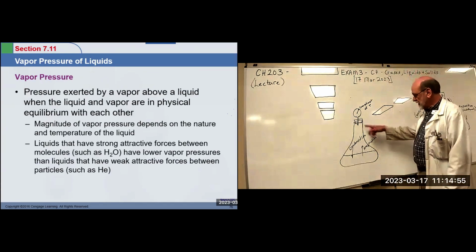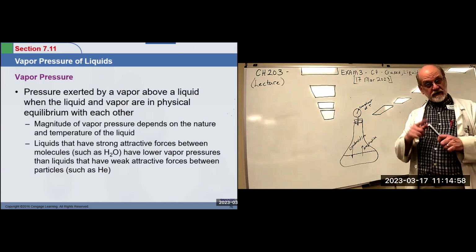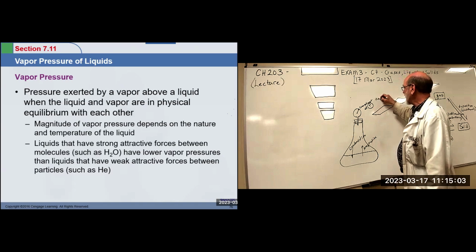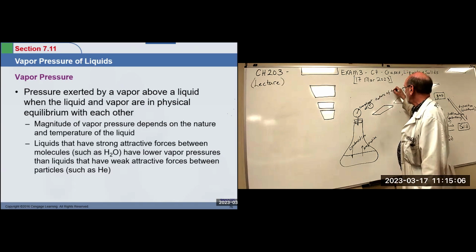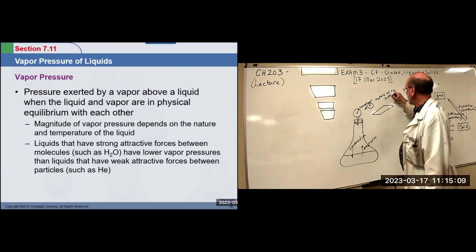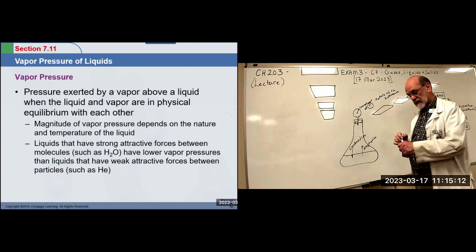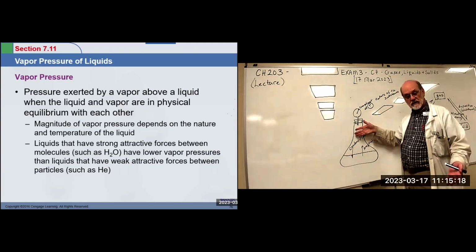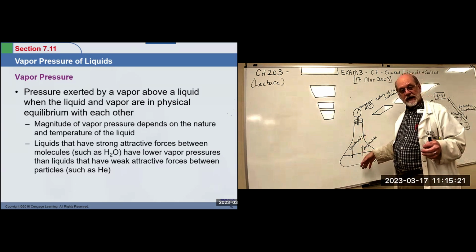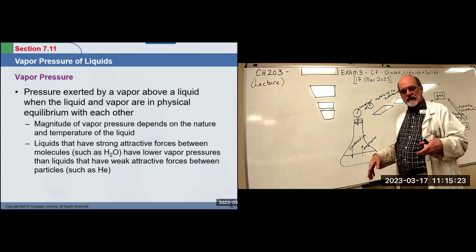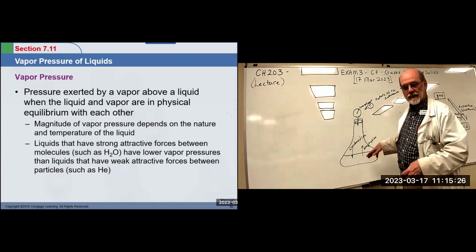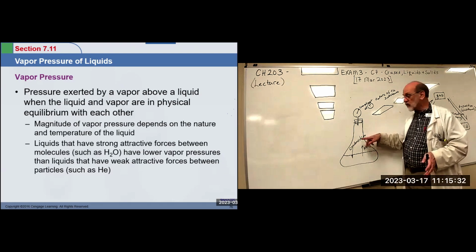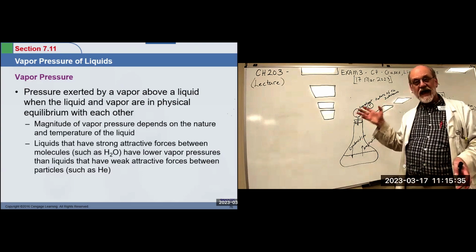And this vapor pressure is dependent upon two things. It's dependent upon the temperature and the nature of the substance. So water at a given temperature will have a certain vapor pressure. Ether, right? Diethyl ether, the same stuff they used to use to put you to sleep for an operation. If you put ether in there instead of water, the vapor pressure would be much, much higher at that same temperature.